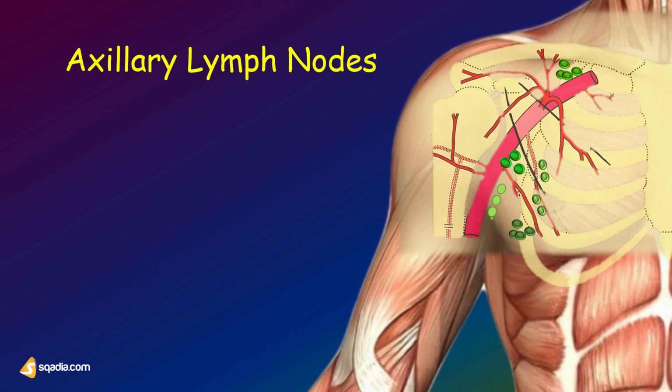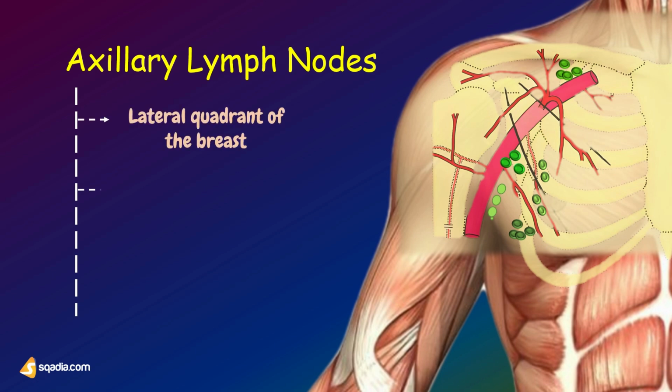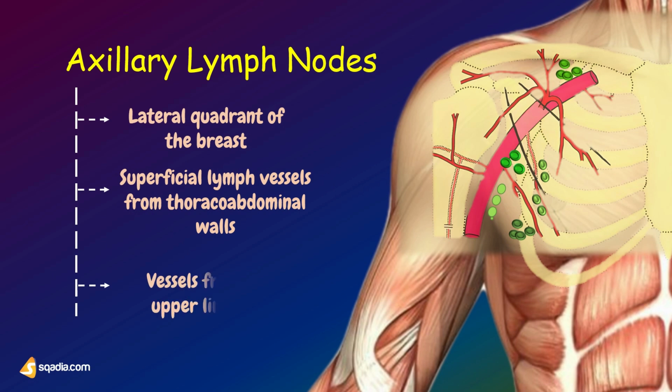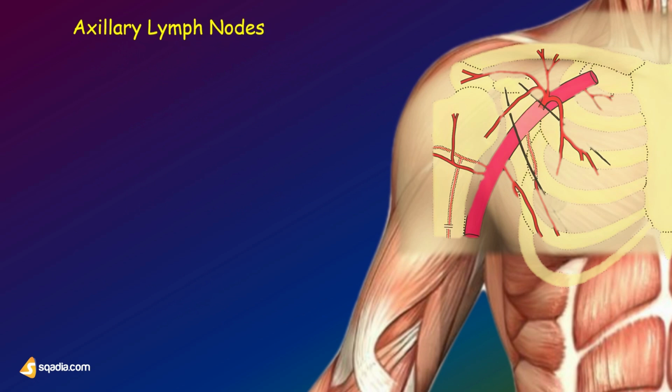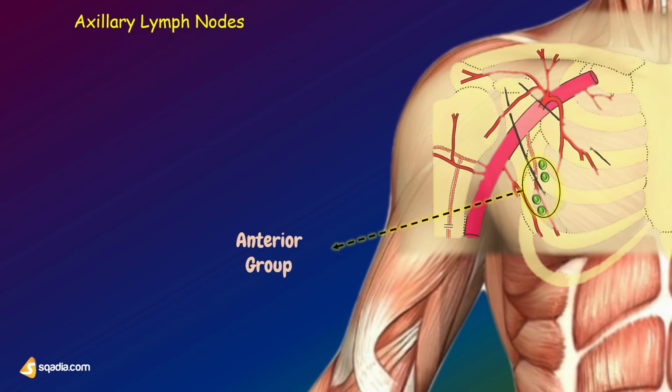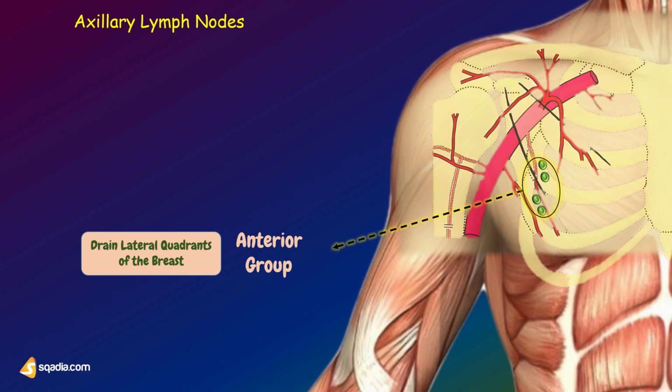We have already talked about the axillary lymph nodes in a previous video when we learned about the axillary region. Let's just revise it once, as they are of great importance. The axillary lymph nodes drain lymph vessels from the lateral quadrant of the breast, superficial lymph vessels from thoraco-abdominal walls, and vessels from the upper limb. The lymph nodes are arranged in 5 groups.